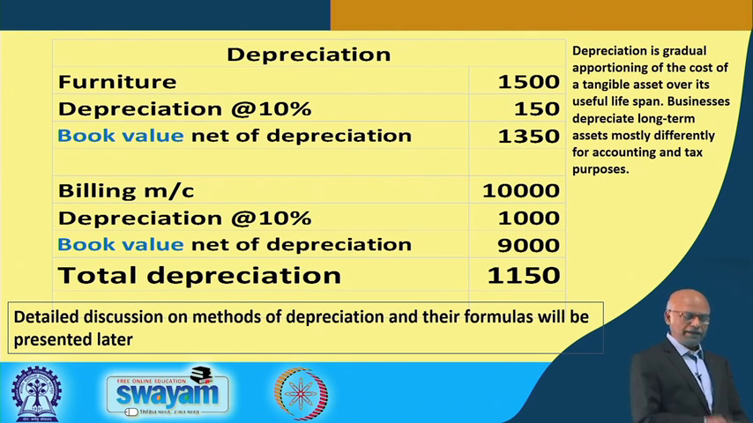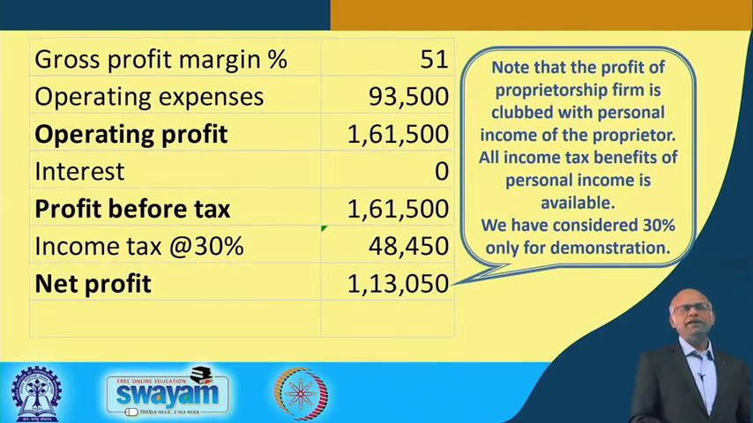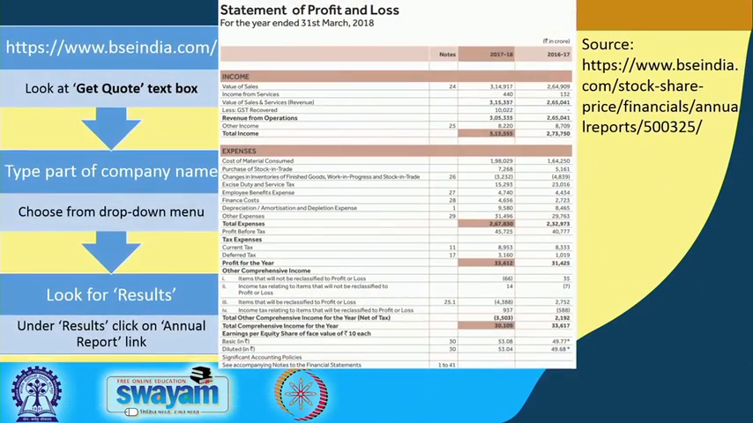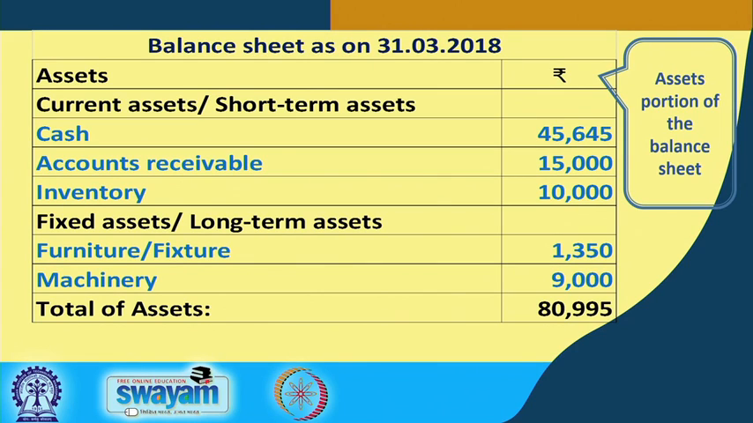Let us know that at the end of the year, whatever assets you had, only the net value or the book value should appear in your balance sheet. So, in case of furniture, your procurement cost is 1500 rupees, you depreciated that by 150. So, what is left is 1350, that is the book value, that should be presented in your balance sheet. Similarly, 9000 should be presented in case of your billing machine. So, here your furniture and fixture book value is 1350 rupees. Next year you will allow another 150 rupees of depreciation.